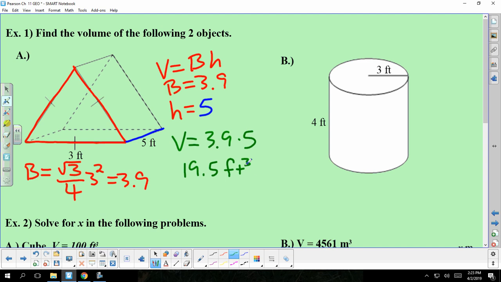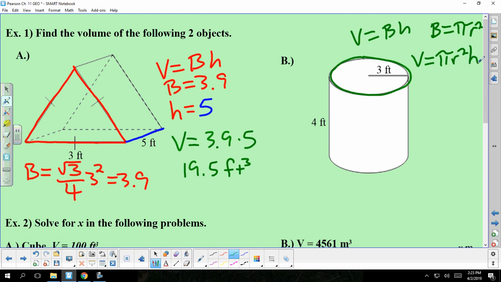The next one, our volume is still base times height, but our base here is a circle. So that big B turns out to just be pi r squared. So the volume for a cylinder is just pi r squared times the height. Go ahead and try to find the volume of this cylinder. Take a short break.